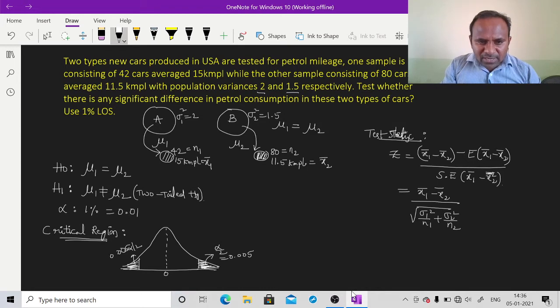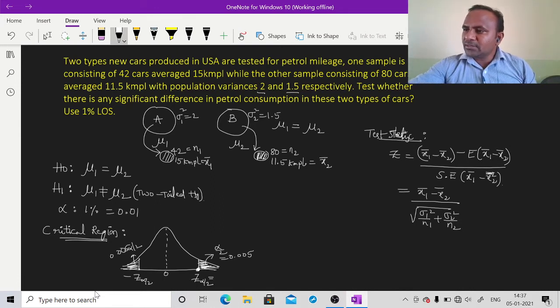Once this area is 0.005, this number is denoted z alpha by 2, and since it is on the left side of 0, it is obviously minus z alpha by 2. These values come from the statistical table. For this much area on the right side, the critical value z alpha by 2 is 2.58, and obviously on the left it would be minus 2.58.